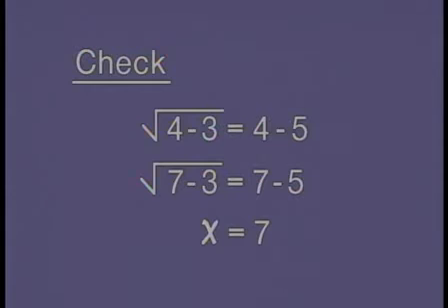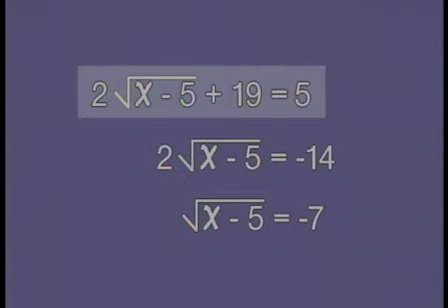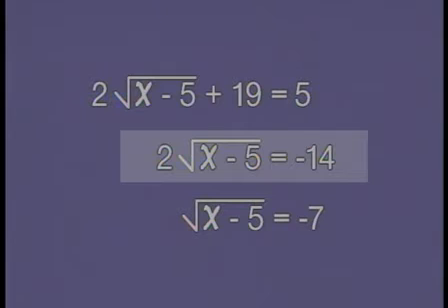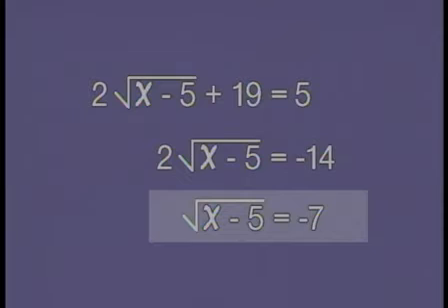Let's take a look at another one, again with a little different wrinkle in it. The next visual shows us a square root equation where we now have something added outside the square root, and we've even multiplied the square root by, in this case, 2. Well, what do we do? Again, we isolate the square root first, which is what we've done. On the second line, we have subtracted 19 from both sides. On the third line, which is highlighted, we have divided by 2 to get to a square root equation that says the square root of x minus 5 equals negative 7. What do we then do? Well, the next visual shows us what to do.